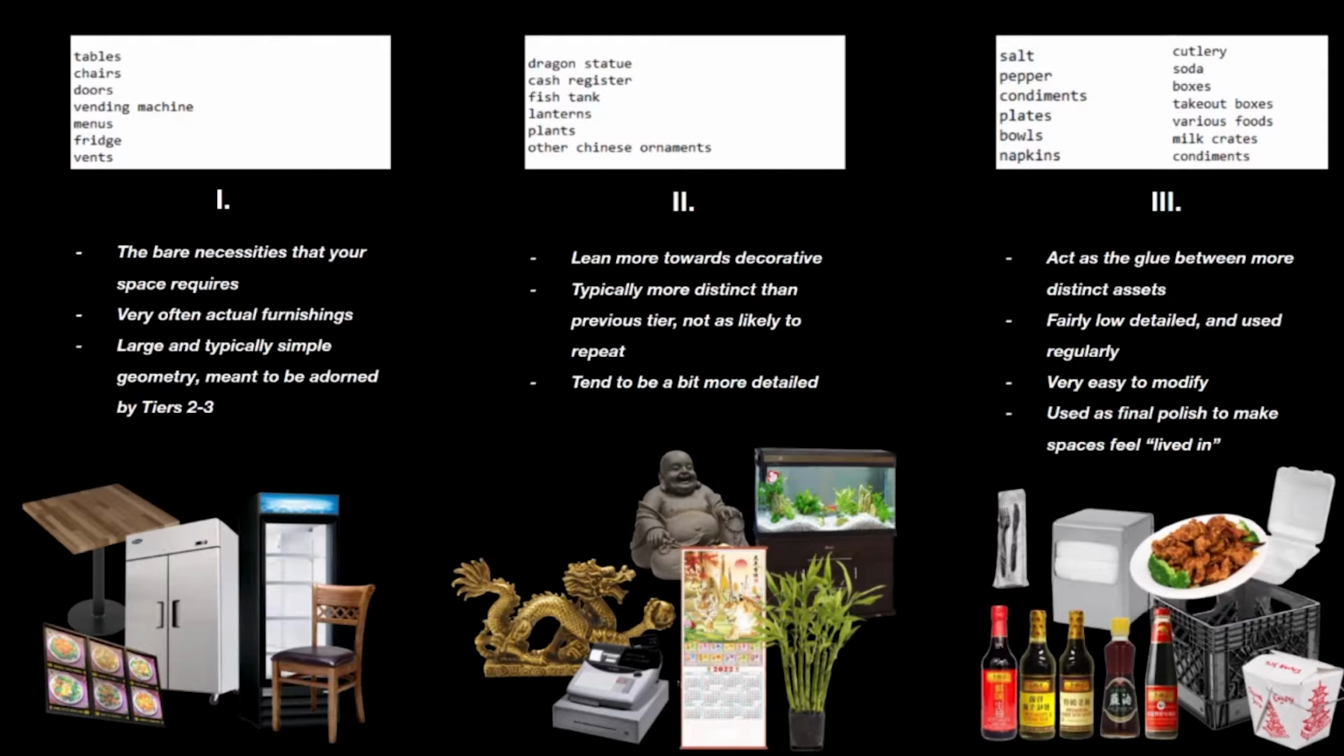I can't say I've ever been into a restaurant that only has a single bottle of soy sauce. You'll see that all over the place. You'll see it on tables, a few behind the counter, maybe a couple lying around in the kitchen. And it's little details like that that you get from the tier 3 assets that really sells an environment. And you will see that in my examples very shortly.